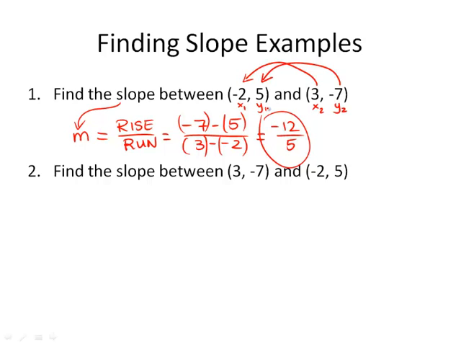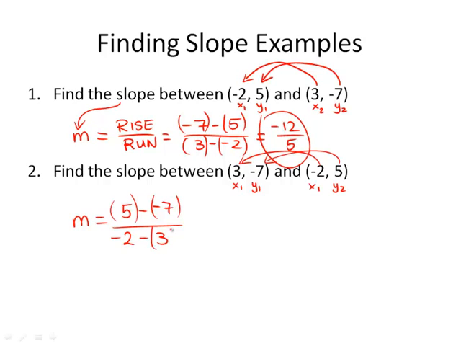Let's try the next one. Notice that they're asking us to find the slope between 3, negative 7 and negative 2, 5. Look back, it's exactly the same question, but let's see what happens if we follow the formula. So the formula for slope tells us to take the second minus the first, so we're going to go 5 minus negative 7 over the difference of your x values, negative 2 minus 3.